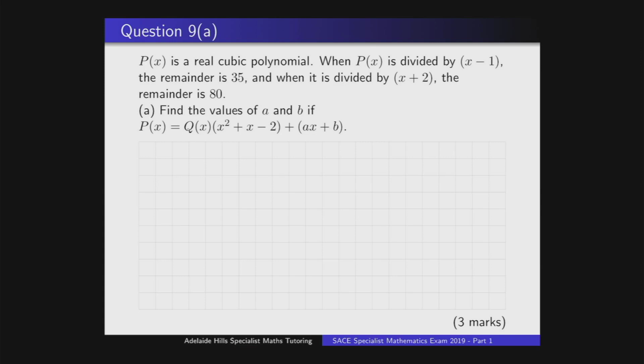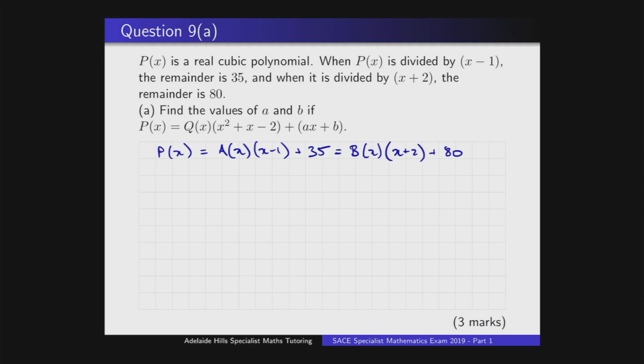So what we want to do is come up with what's going on here. One way to look at this is to say that p of x is going to be equal to something we'll call capital A of x, times (x minus 1), plus 35. Because if we divide through by x minus 1, the remainder is 35, and this is basically what that equation is saying. And also we've got a separate polynomial B of x, which is what happens when we divide p of x by x plus 2. And the remainder in that case is going to be 80.